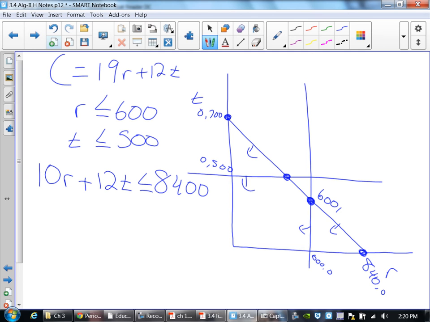which gives you 6,000. Move that over, you get 2,400. 2,400 divided by 12 is 200. Do the same thing with the 500 for the T. 500 times 12 is 6,000. Move the 6,000 over and I get 2,400 again. Divide that by 10 and I get 240.